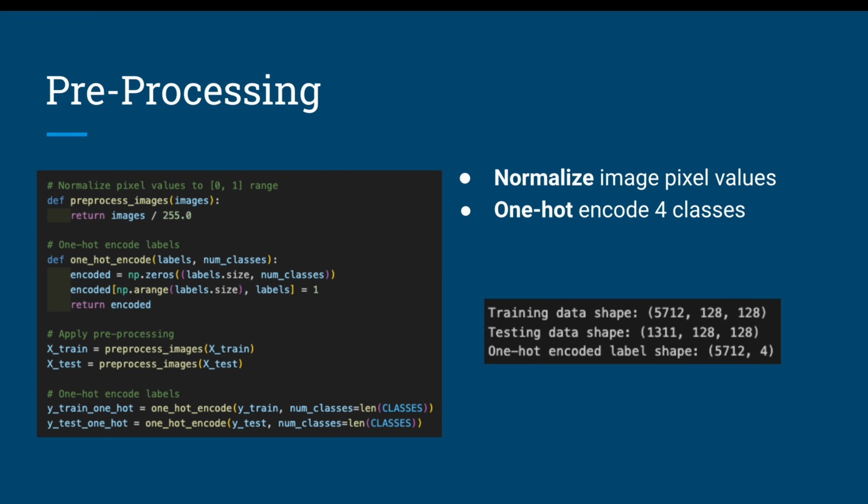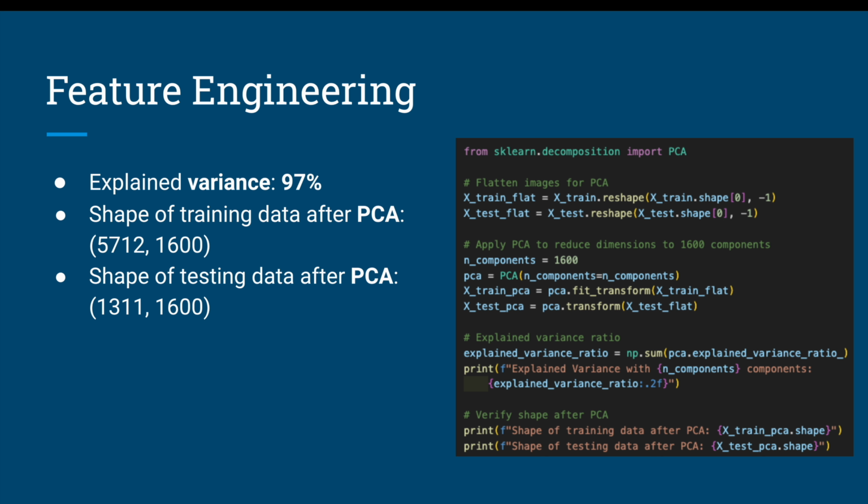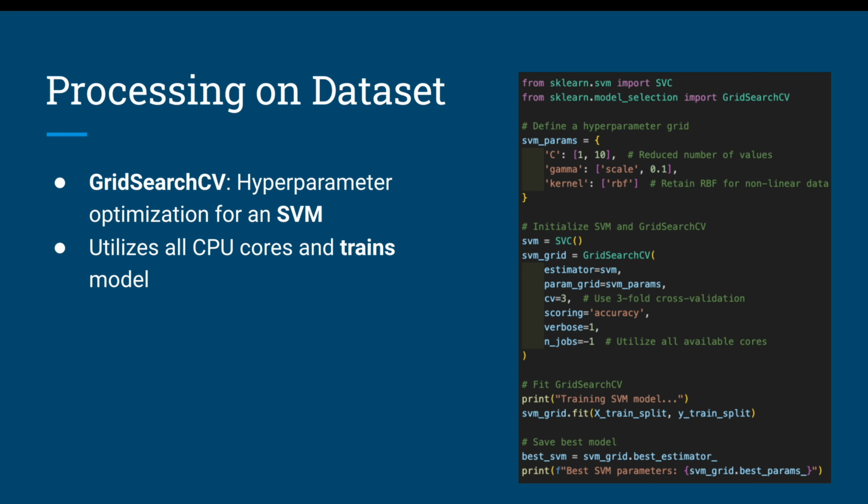For pre-processing, we began by normalizing the pixel values, dividing by 255, and also one-hot encoding the 4 classes. As you can see here on the right, we include the 4 classes of glioma, meningioma, no tumor, and pituitary. For feature engineering, we used principal component analysis, or PCA. Since there are 128 by 128 pixels for each image, we reduced through PCA to 1600 components while preserving most of the variance at 97%.